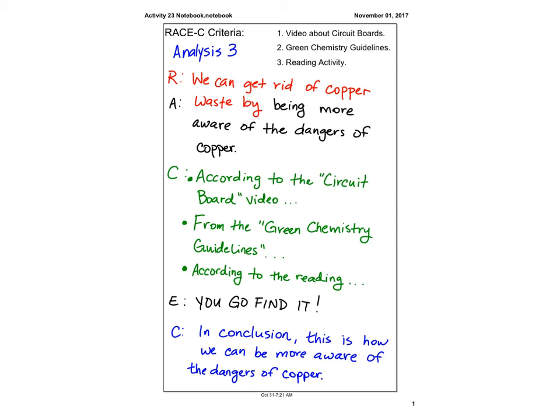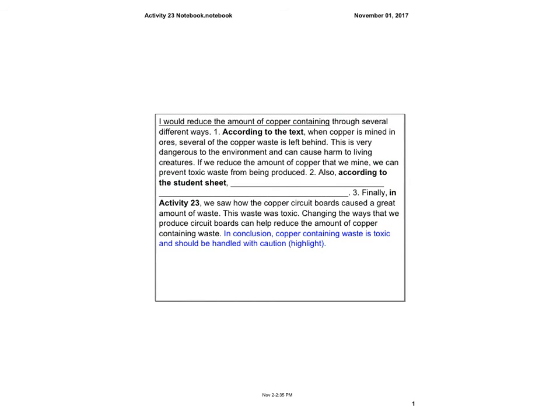Then my E is for my evidence. I put you go find it, because I want you to go find the evidence from those 3 resources that support how we can get rid of copper waste. And then finally, a conclusion. In conclusion, this is how we can be more aware of the dangers of copper. So here is an example RACE C all sorted out.